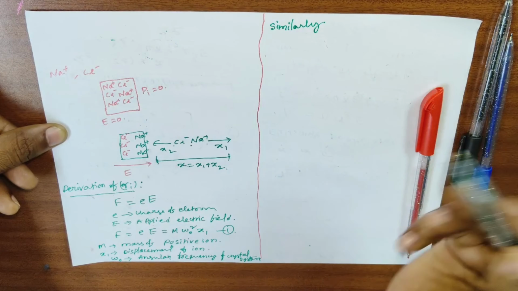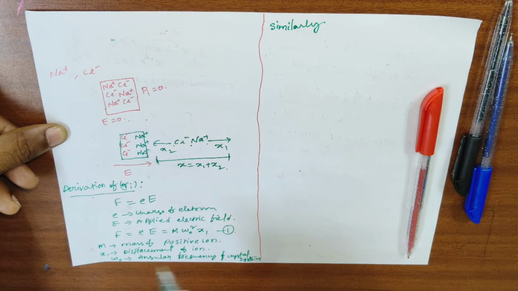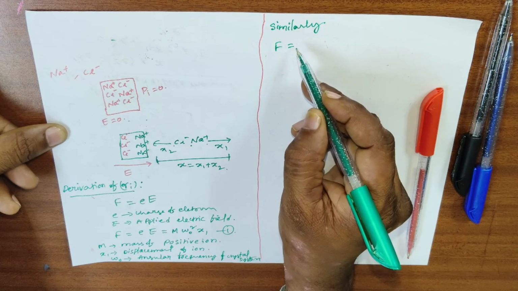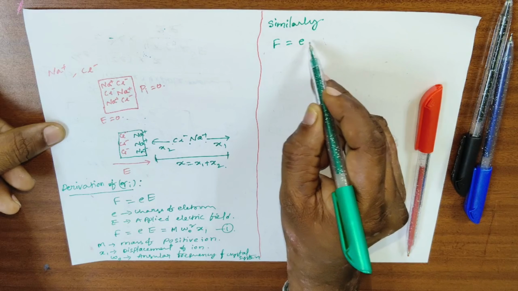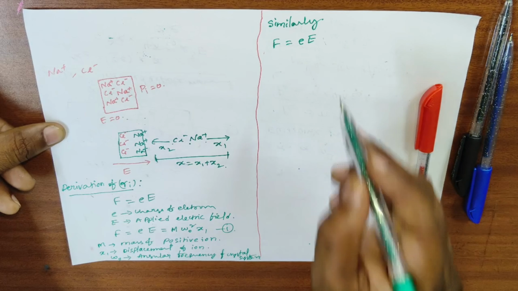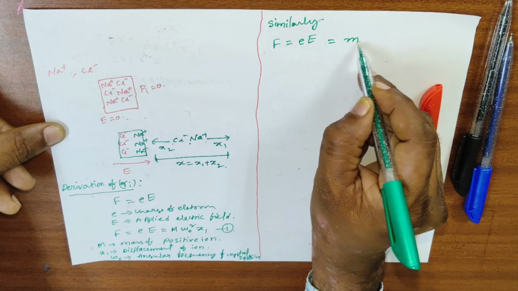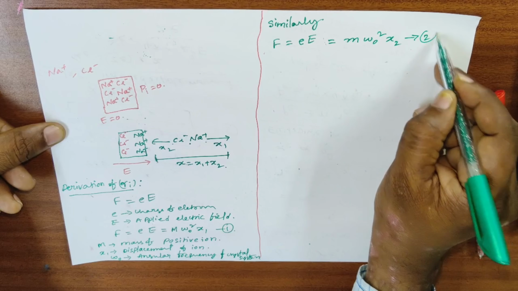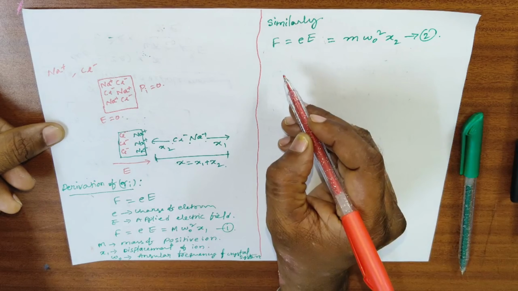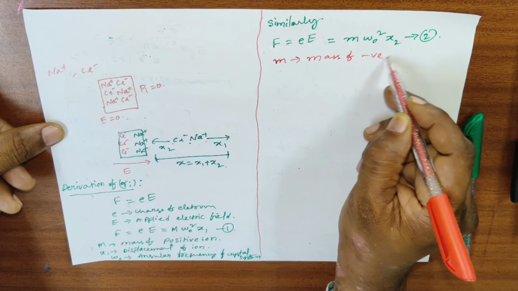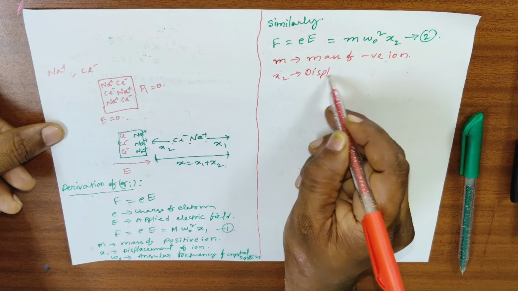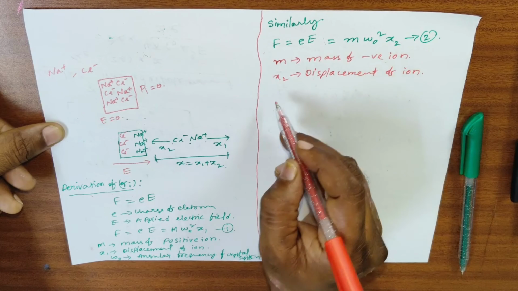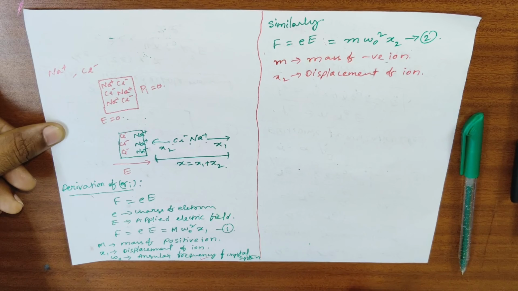Similarly, the force acting on the chloride ion, that is the negative ion, is also F. The same force acts on the chloride ion, equal to e into capital E. This is equal to small m omega naught square x2. This is equation number 2. Here small m is the mass of the negative ion, x2 is the displacement of the ion opposite to the electric field, and omega naught is again the angular frequency of the crystal system.